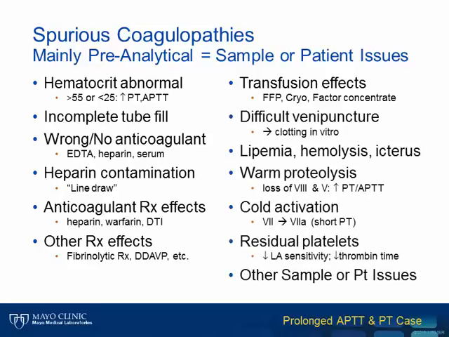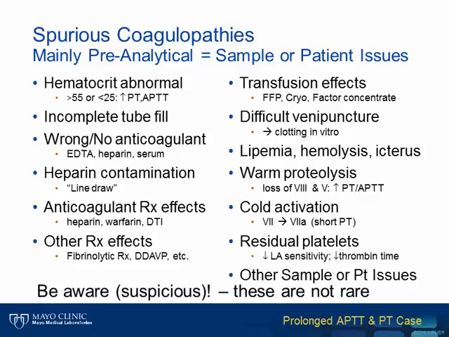Many other conditions, including difficult venipuncture causing clotting in vitro, lipemia, hemolysis, and or icterus, which interfere with photooptical testing, suboptimal sample processing conditions, including improper temperatures, too warm, too cold, or not cold enough, and or improper centrifugation to deplete platelets before freezing plasma for subsequent testing, can all adversely affect APTT and or PT test results.